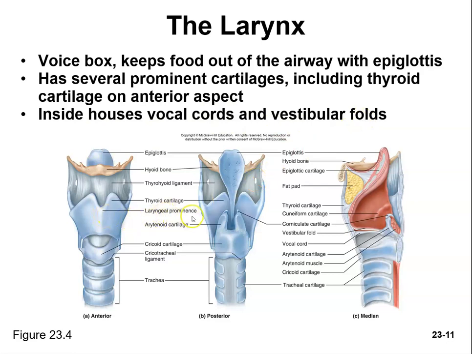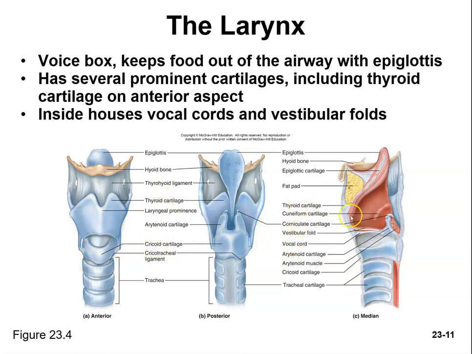So here's the laryngeal prominence. This is the Adam's apple. Here's the cricoid cartilage. Here's the trachea itself. Here's that hyoid bone that we've talked about many times. And here's that epiglottis that must shut when you swallow, so that food goes down your esophagus, not your air pipe. Here's the cricoid cartilage, and then there's the arytenoid cartilage as well. You have vocal cords. You have corniculate cartilage. Again, this is all cartilage.